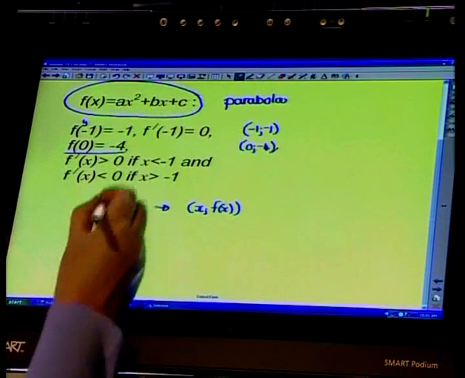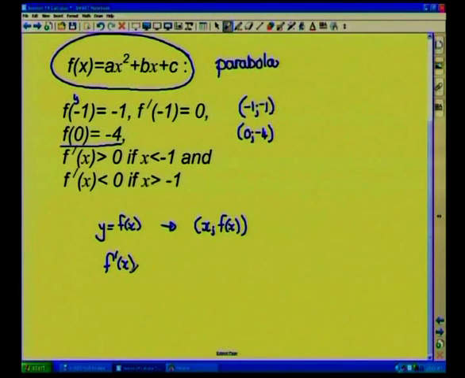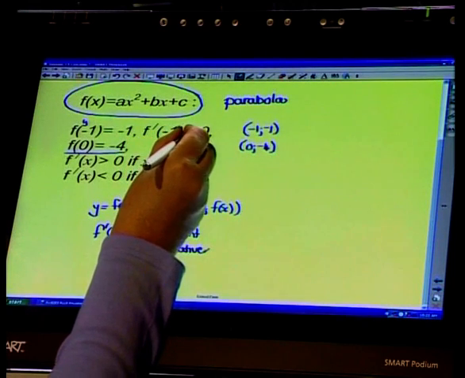What did we say about f dashed? We said last time that f dashed of x is actually the gradient, or the more glamorous word for it is the derivative. So what am I saying to you? I'm saying the gradient at x equals minus 1 is 0.